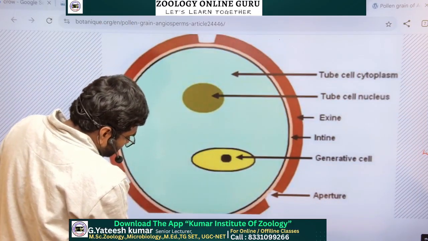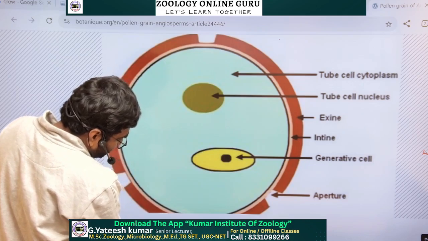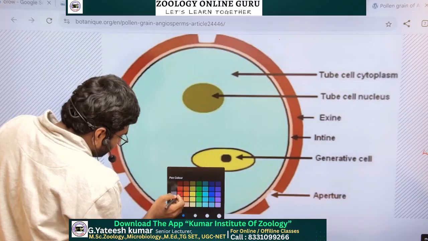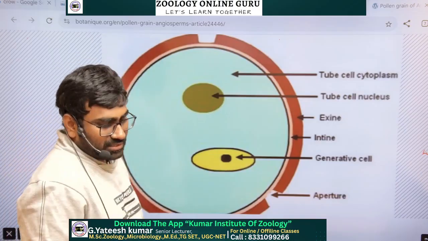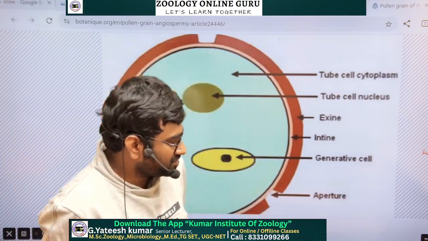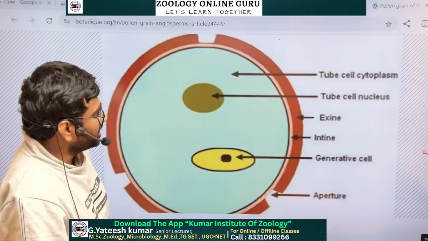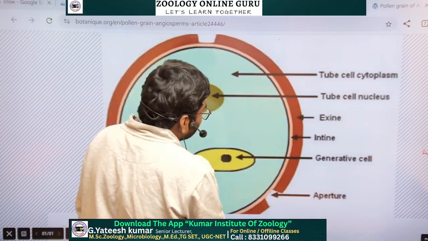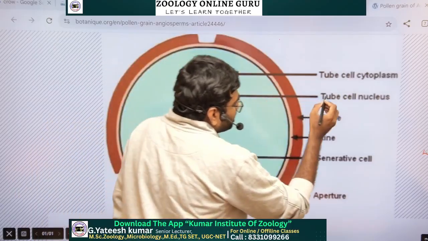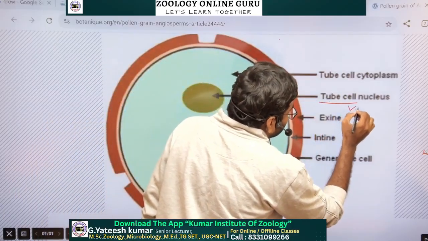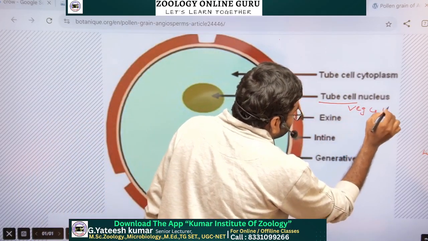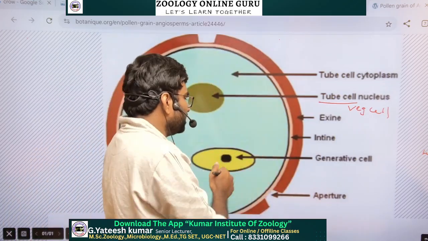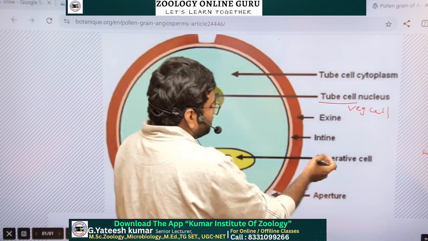In the remaining 40% of flowering plants, pollen grains are shed at the three-celled stage. That is one vegetative cell and two male gametes. The generative cell undergoes mitotic division to produce the two male gametes. So this is the matured pollen grain. In the matured pollen grain, another name for the vegetative cell is the tube cell, and the other cell is the generative cell.